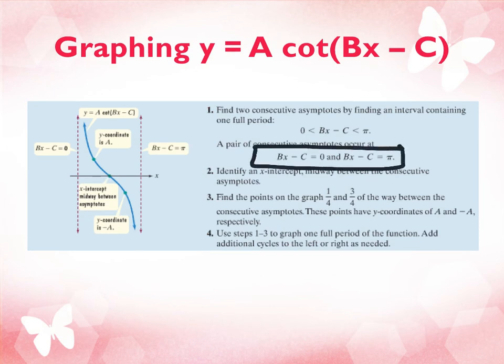Notice that we set bx minus c equal to 0 and bx minus c equal to pi on cotangent. And then the second difference is that it points up to the left and down to the right instead of the reverse, that is tangent. Everything else is exactly the same.